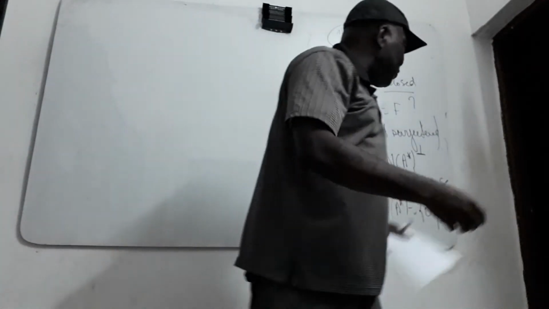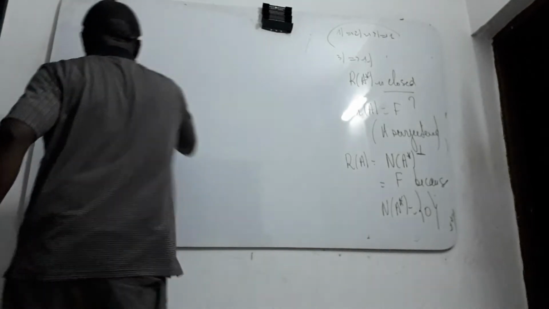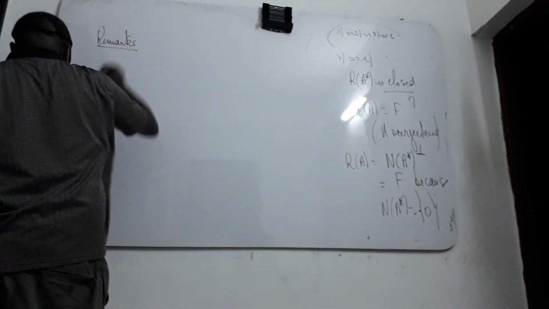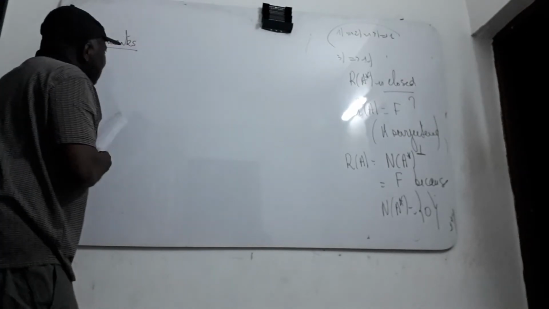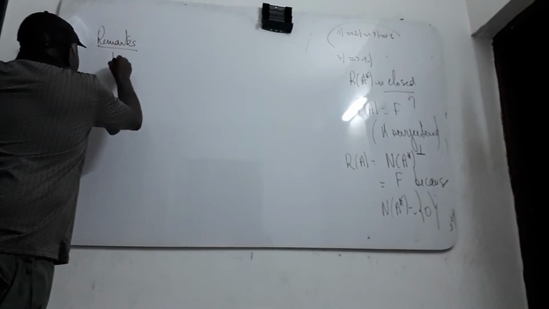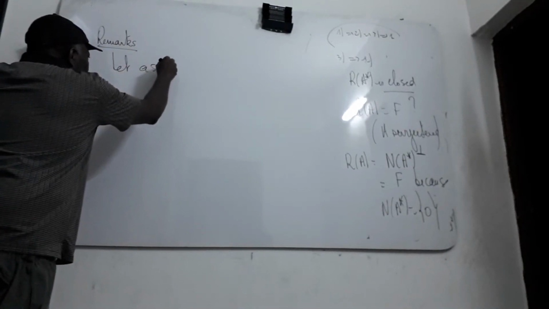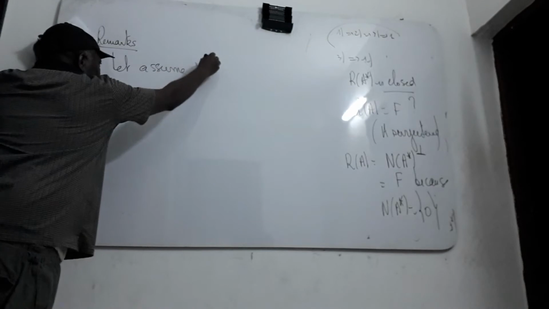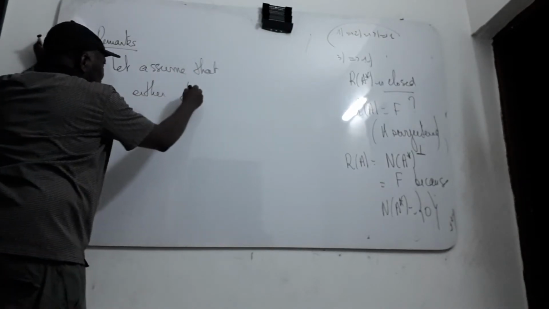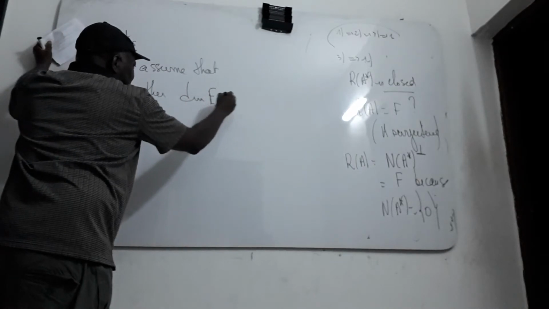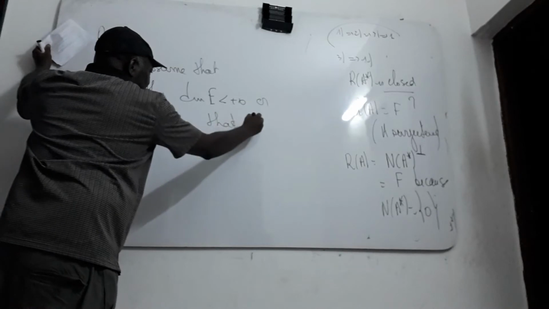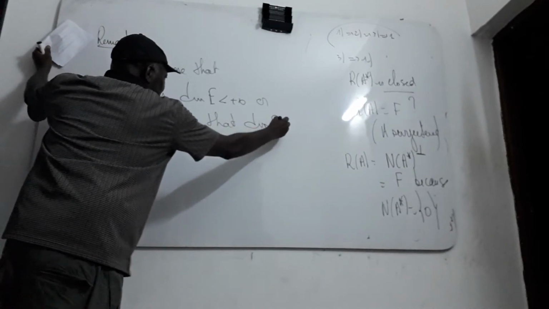Let's see this part. Remark. The remark is like this. Let's suppose, let's assume that either the dimension of E is finite, or that the dimension of F is finite.